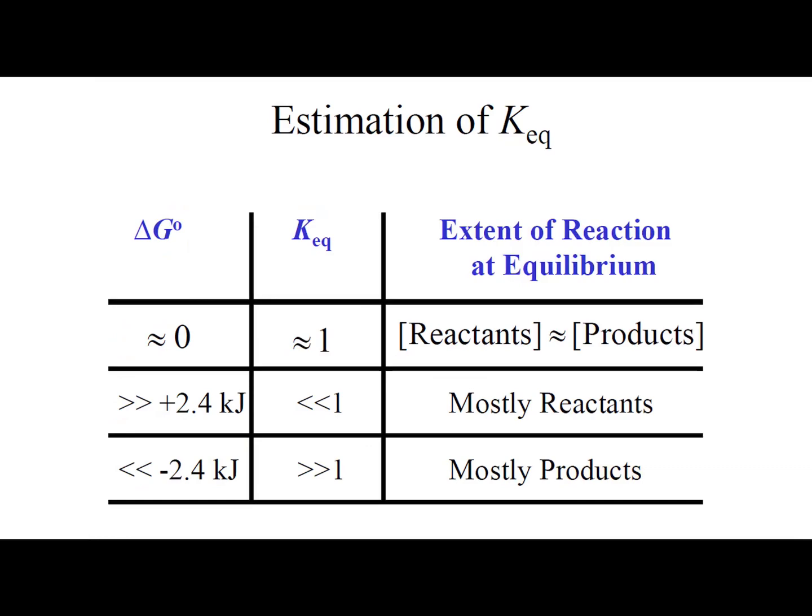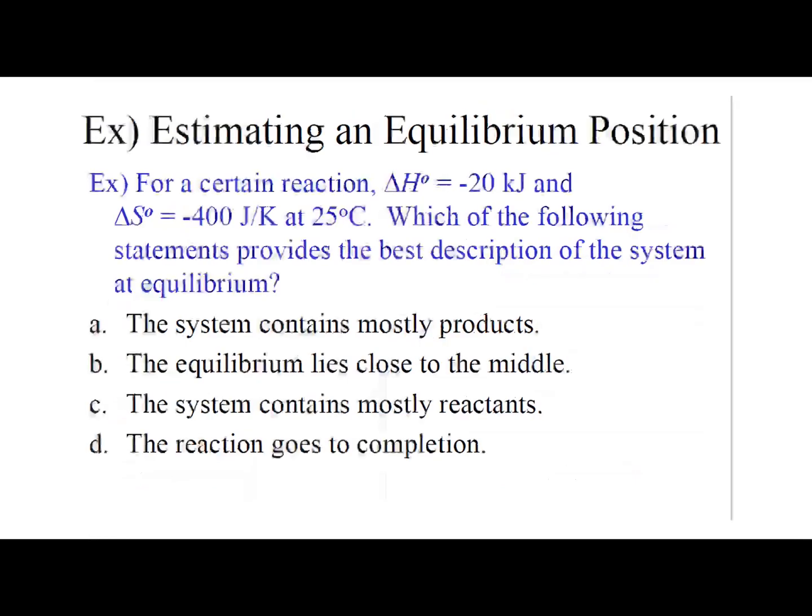Because remember, KEQ equals products over reactants. So the more positive the value for delta G, the further to the left the equilibrium will lie. If delta G is negative, the system will contain mostly products. When it reaches equilibrium, this will also mean that it will have a relatively large value for KEQ. If you remember, KEQ is products over reactants, so if you have mostly products, you will have a larger KEQ. The more negative the value for delta G, the further the equilibrium will lie to the right. So the delta G value can help you determine the equilibrium position.